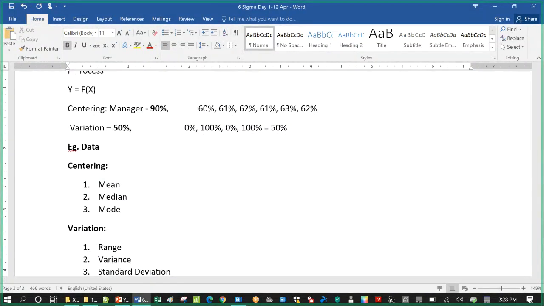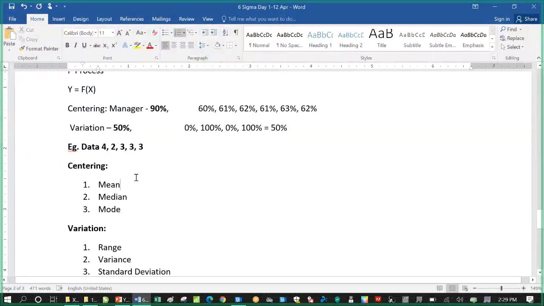Let's say I have a data of sales in terms of lakh. I have 5 team members. One is giving sales of 4 lakh, another 2 lakh, then 3, then 3, then 3. So the data is 4, 2, 3, 3, 3. This is my sales data. Let's understand with this data how we calculate centering and variation overall.